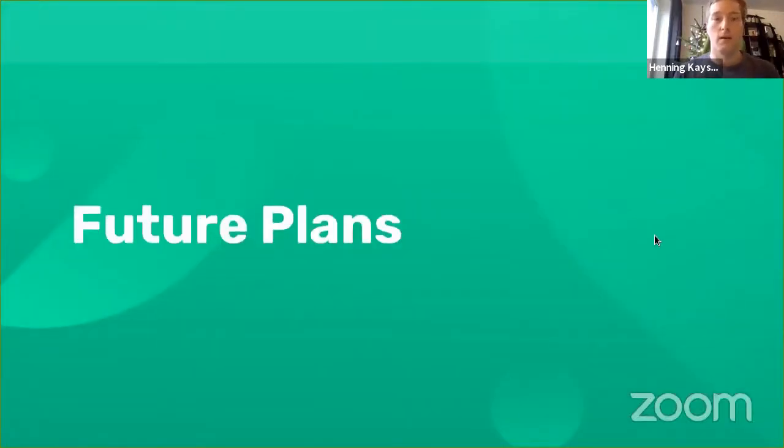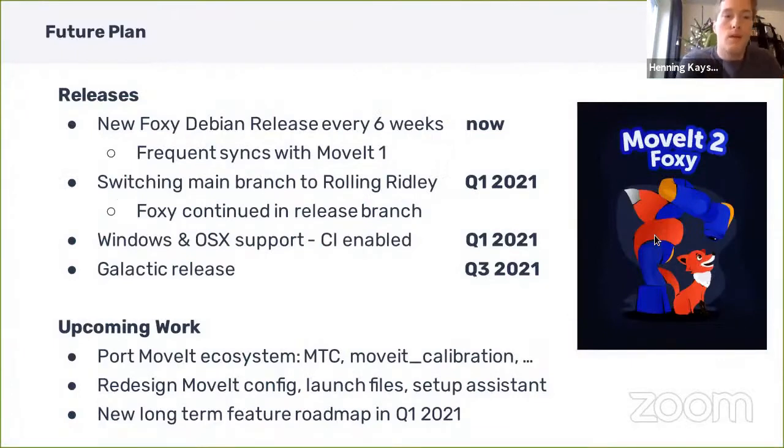Future plans. So we are right now running Foxy Debian releases every 6 weeks. We have already started with the first release. This was a bit bumpy because there were some problems with upstream dependencies, but the version is already tagged. We tested everything, and we hope to get that resolved really soon. In the future, this should go more smoothly, and we try to couple this with really frequent syncs of MoveIt 1 as well, so that both versions are always up to date.